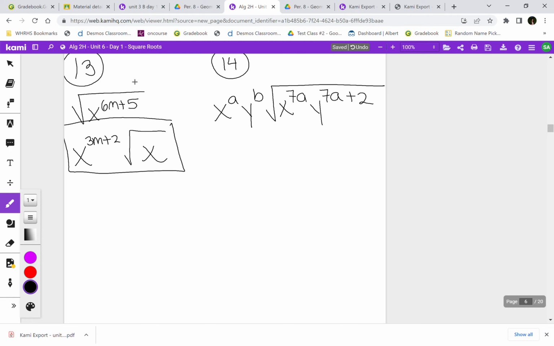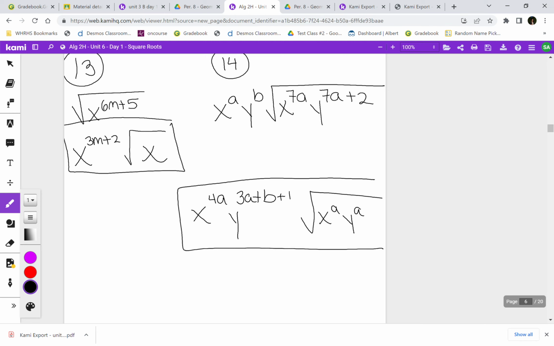Matt. X to the 4a, y to the 3a plus b plus 1, root x to the a minus the a. So y to the 3a plus b plus what? Plus 1. Good. Root x to the a minus, I got the same thing. Who needs to see me do this? This is your answer. Nobody needs to see me do it? Y'all got that? All right, good job.